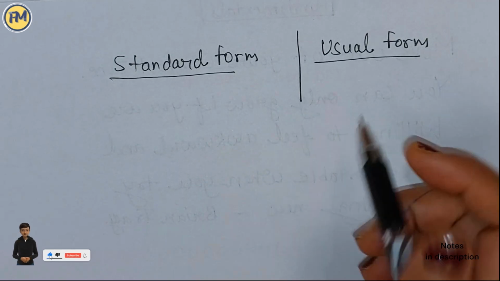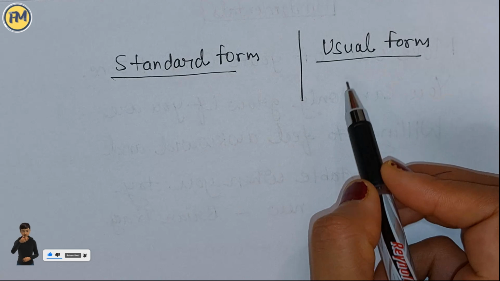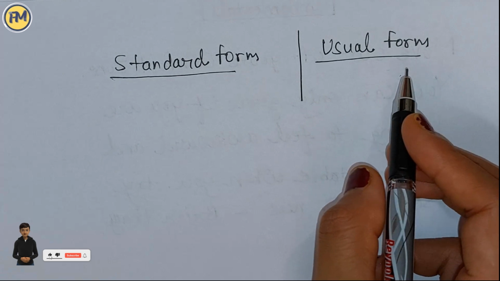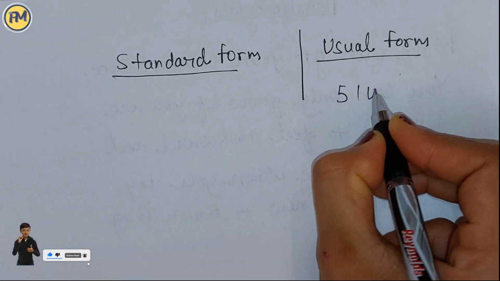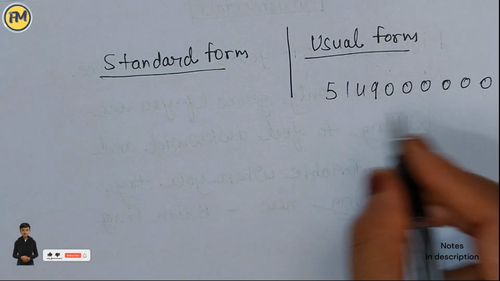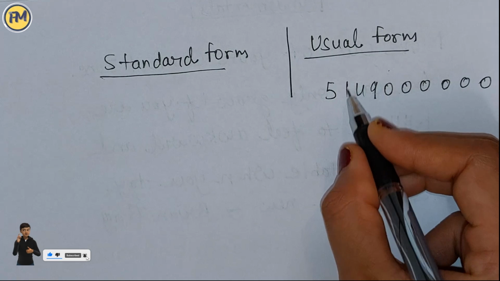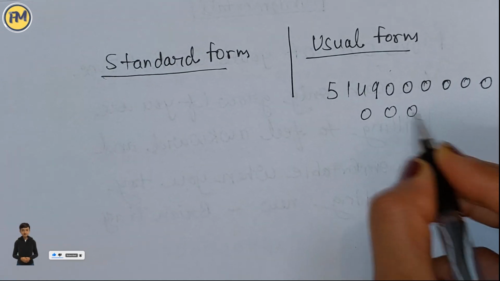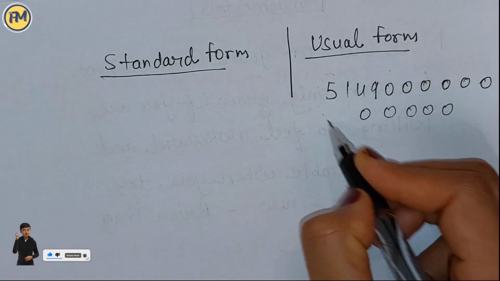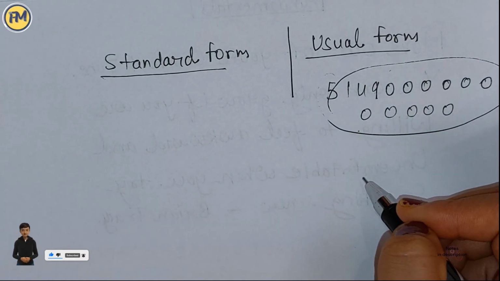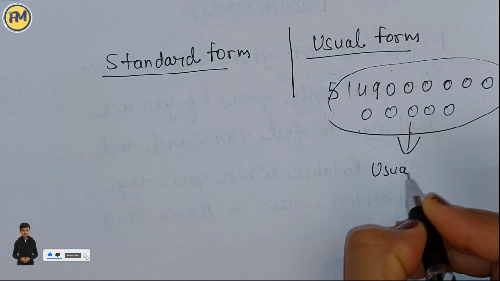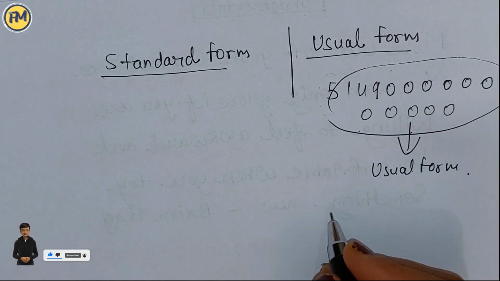I hope you remember in the introduction video of this chapter I gave you one example of the mass of earth. So you have a few big numbers. Let's suppose this is a big number. Is this easy to read? No. If I add a few more zeros, then it is more difficult to read. So for making it easy, we use exponents. This form is known as usual form.